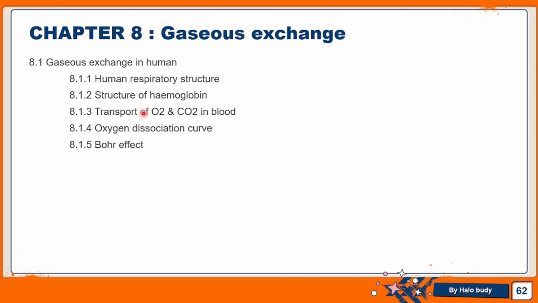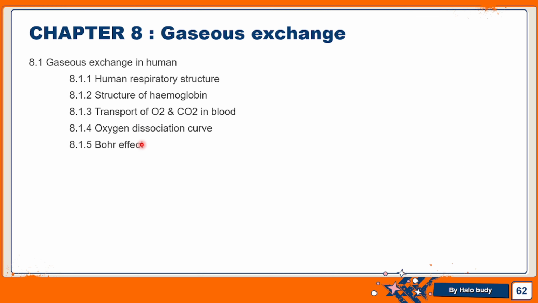And then the third one is transport of oxygen and carbon dioxide in the blood. So how our oxygen can be breathed through our nose into our lung, and how our blood circulatory system transports the oxygen from the lung to the whole part of the body, and also how the carbon dioxide goes from the tissue to the lung for gaseous exchange. So this one you also need to learn.